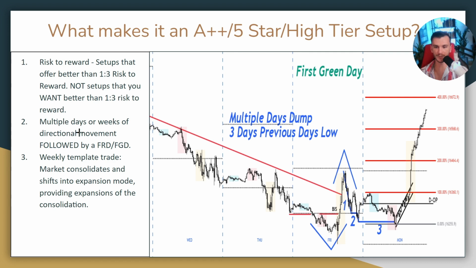Like I said, multiple days or weeks in a direction followed by one of those signal days or a weekly template trade. Market consolidates, shifts into expansion mode, providing large explosive expansions of a range. In this example here, noticing it's a Friday, they peaked low, they peaked high, and gave a nice first green day setup on that Friday, breaking structure to the upside and coming back down into the low in 3 pushes, leading into that New York session reversal back up through the high and giving expansions of the day's consolidation back up through the high of Friday and going back for the money on Monday, basically taking out all of this downwards order flow.